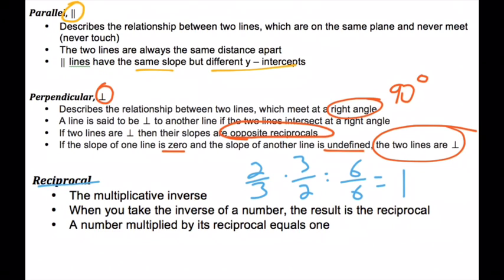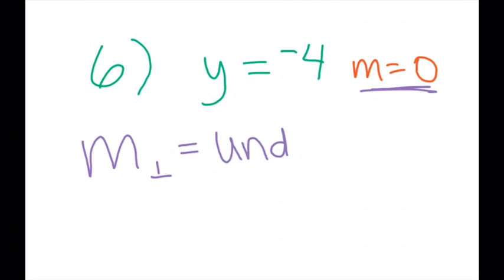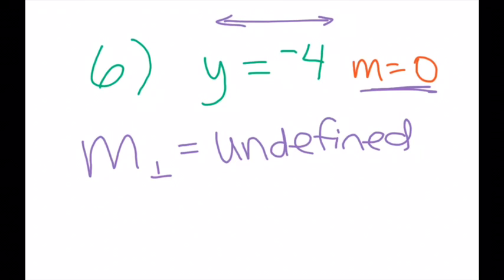Well, if we look down here under perpendicular, it tells us that if one slope is 0, then the other one has to be undefined for the two lines to be perpendicular. So if the slope for this line, y equals negative 4, is 0, then the slope for any line that is perpendicular will have to be undefined. Because y equals negative 4 means it's a horizontal line going through the y-axis, and so anything perpendicular to that would have to be a vertical line going through the x-axis, which has an undefined slope.